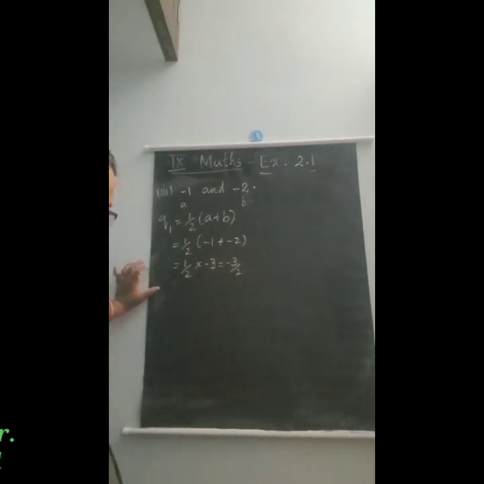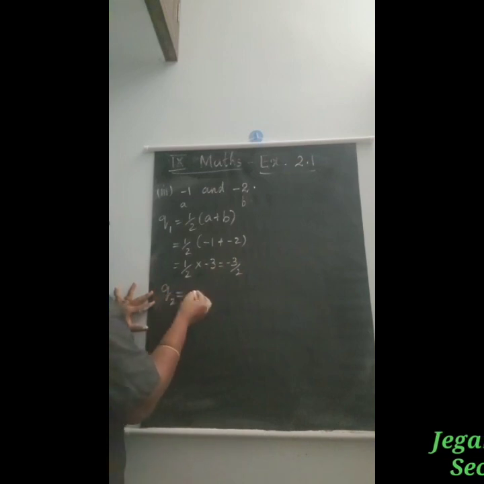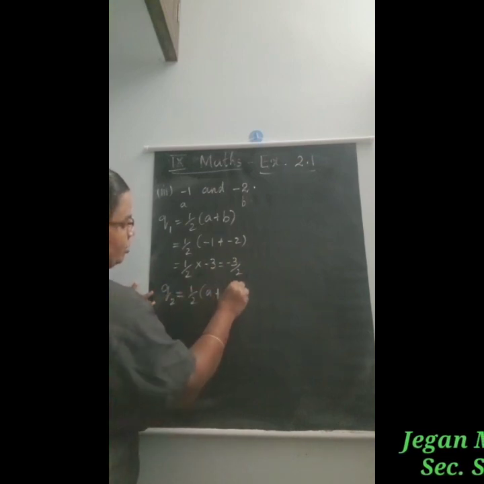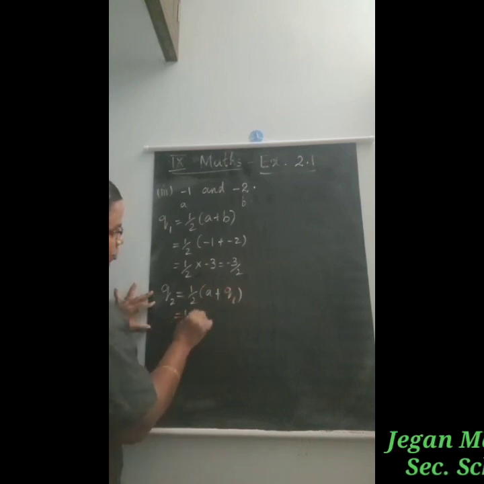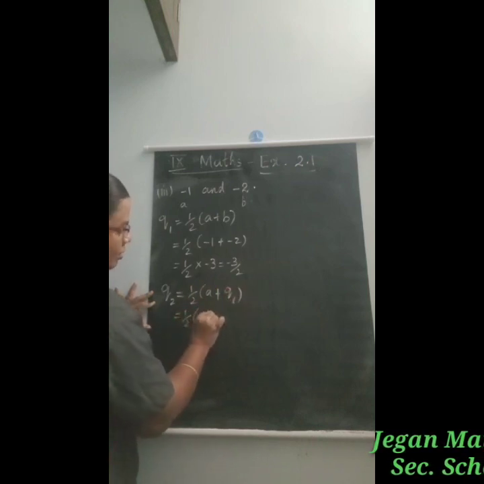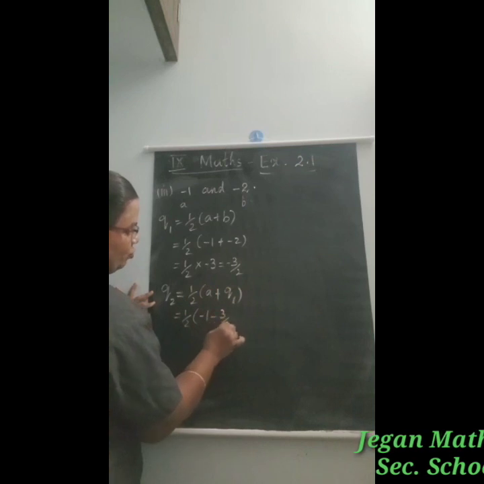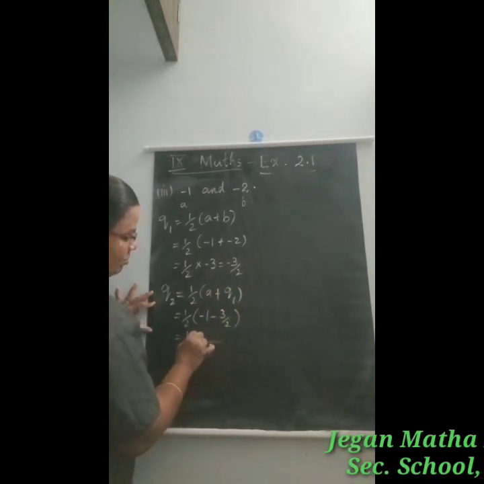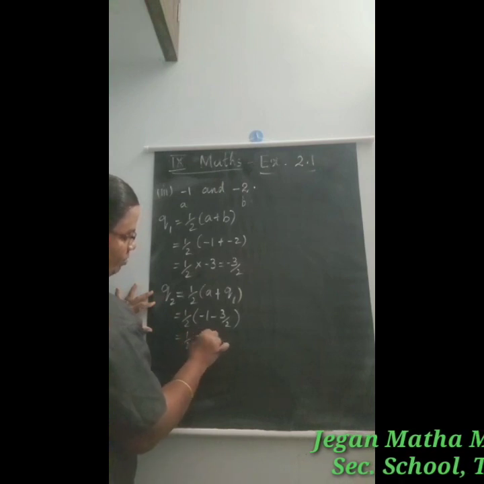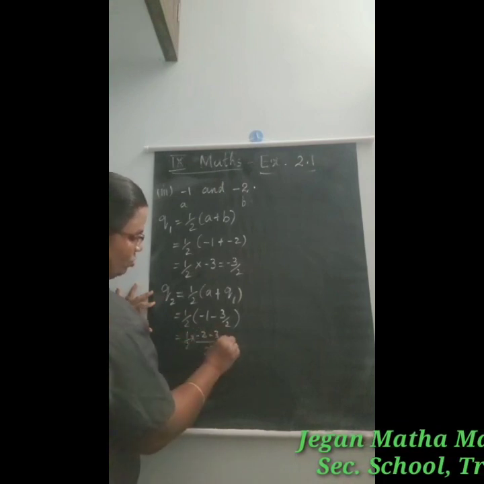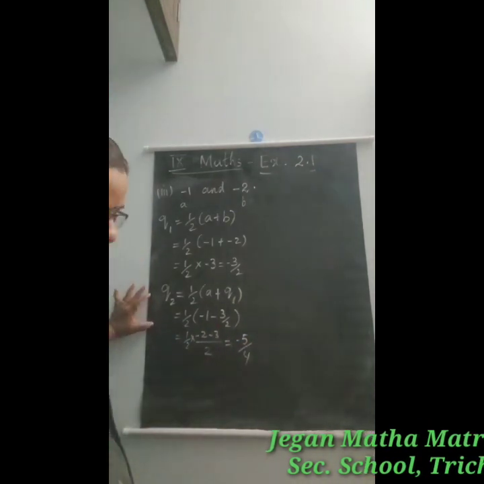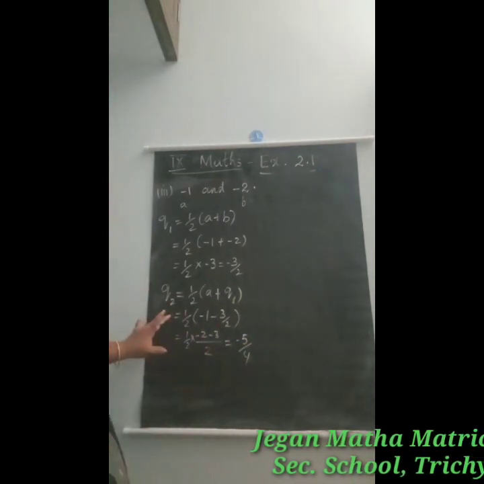And then next Q2. What is Q2? Q2 is equal to 1 by 2 into A plus Q1. So that is equal to 1 by 2 into minus 1 minus 3 by 2. What is the LCM? 1 by 2 into, 2 is the LCM. So minus 2 minus 3, that is equal to minus 5 divided by 4. So minus 5 by 4 is Q2.